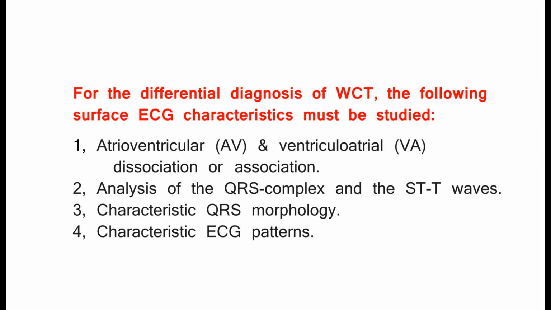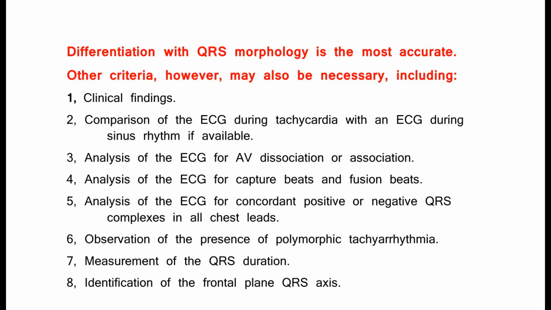1. Atrioventricular, AV, and ventriculotrial, VA, dissociation or association. 2. Analysis of the QRS complex and the STT waves. 3. Characteristic QRS morphology. 4. Characteristic ECG patterns. Differentiation with QRS morphology is the most accurate. Other criteria, however, may also be necessary, including 1. Clinical findings. 2. Comparison of the ECG during tachycardia with an ECG during sinus rhythm if available.